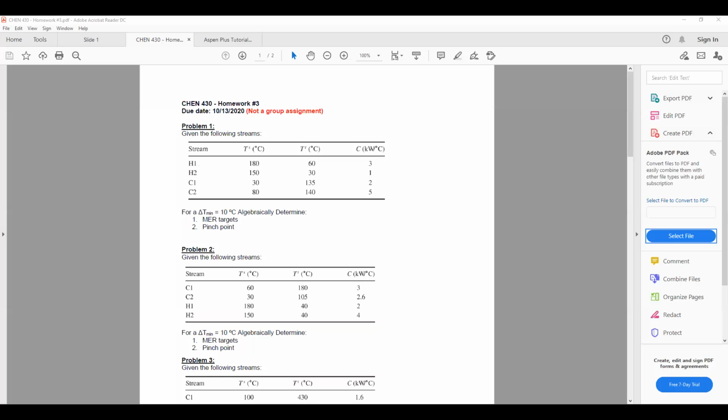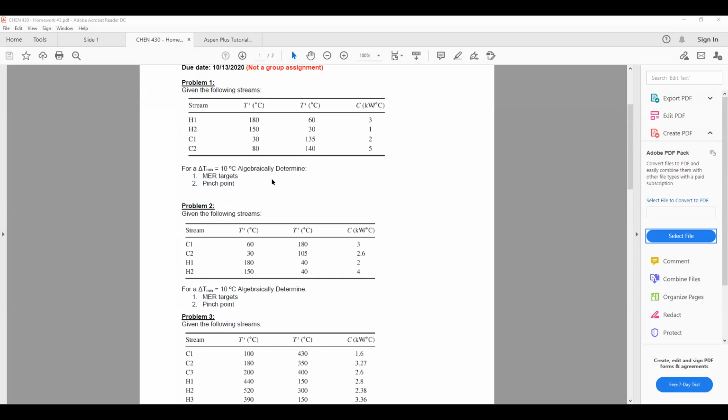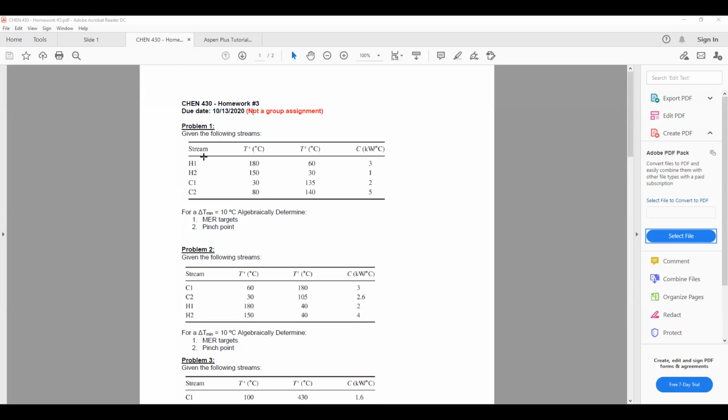Okay, let's start solving this homework. And again, the main takeaway from this homework is to really follow the recipe for determining the MER targets and the pinch points. Even though the algebraic method or building the cascade diagram can be tedious at times, it is extremely important to practice this to learn how to get these numbers, because the next step will be to build the heat exchange network, which is coming next week.